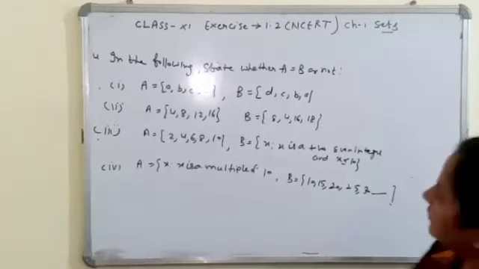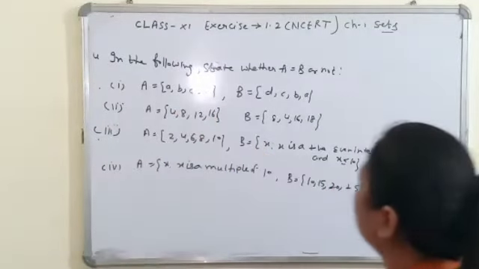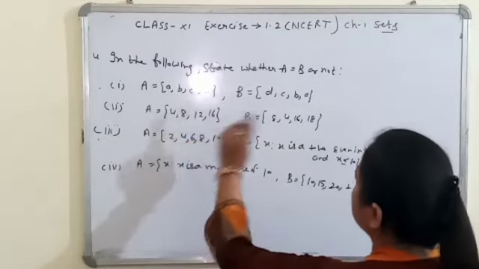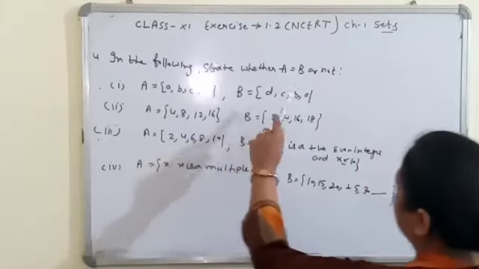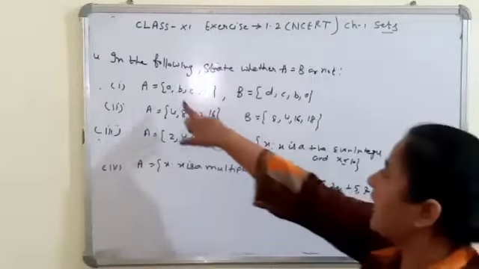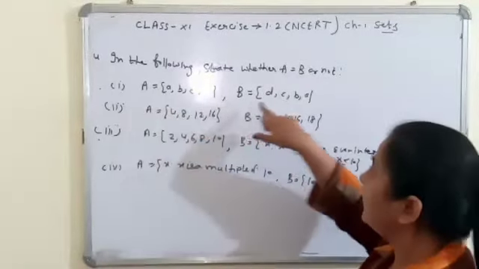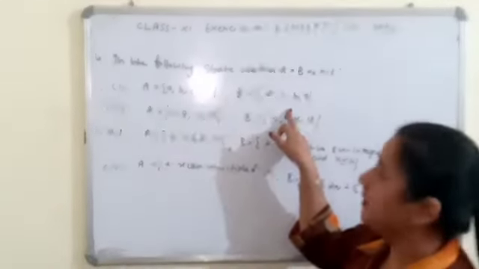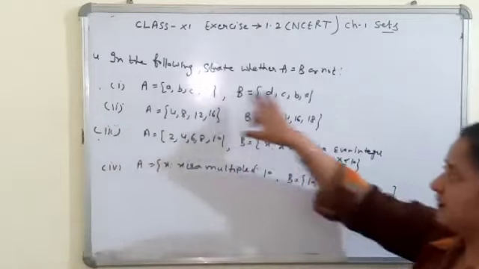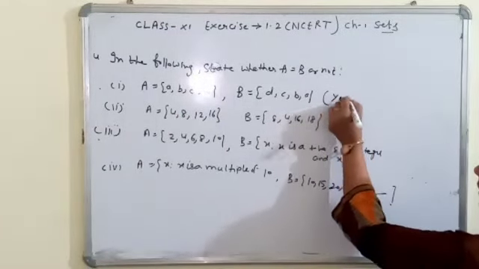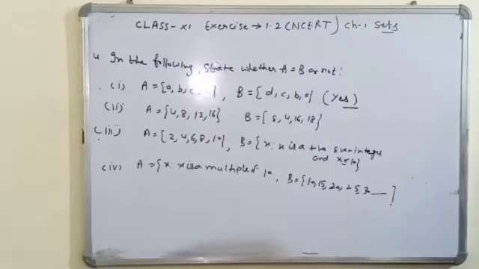So let's discuss question 1. In question 1 we have set A with 4 elements. These are a, b, c, d, and in set B these are d, c, b, a. Yes students, here you can see every element of set A is present in set B and every element of set B is in set A. So this condition satisfies the definition of equal sets. So yes, these are equal sets.